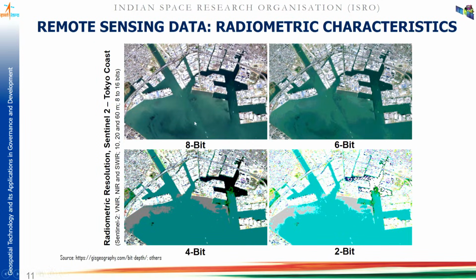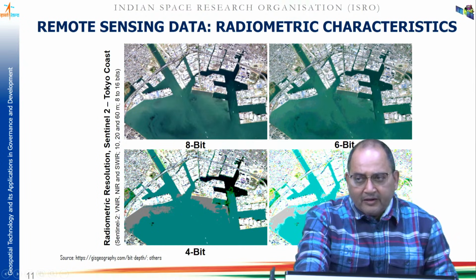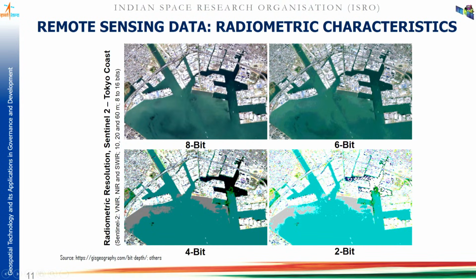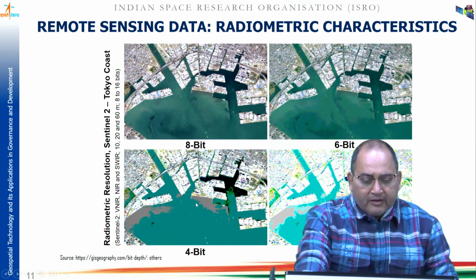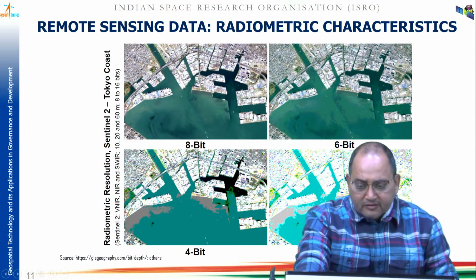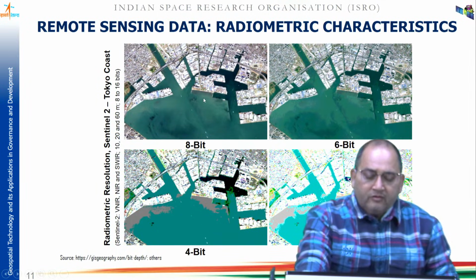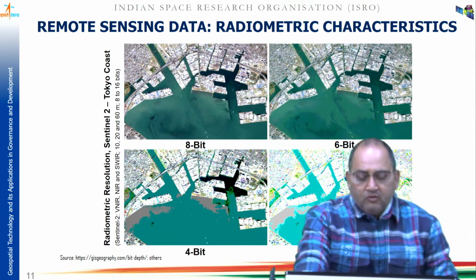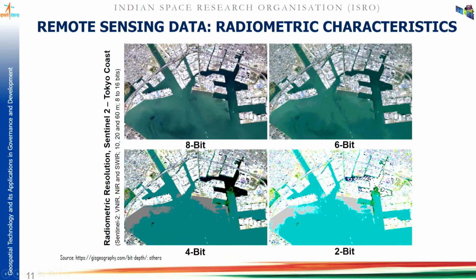So regarding the radiometric characteristics, this is 2-bit data. You see the radiometry is very poor; you cannot distinguish many features. Then this is 4-bit data, so you can identify more objects. This is 6-bit data and this is 8-bit data. As the number of bits increases, or the radiometric resolution increases, you can identify more shades of gray, so you can identify more objects compared to the 2-bit data.